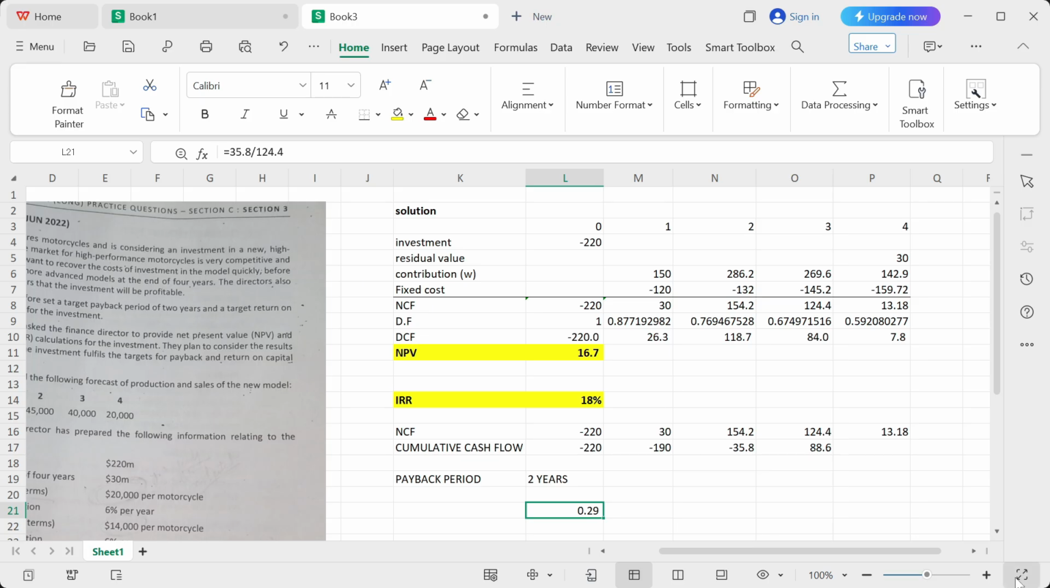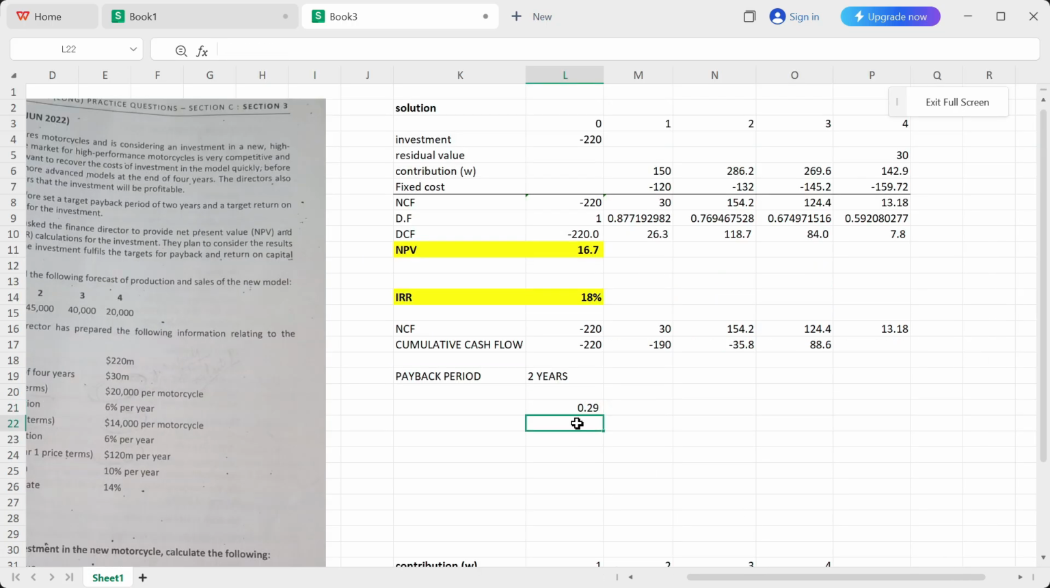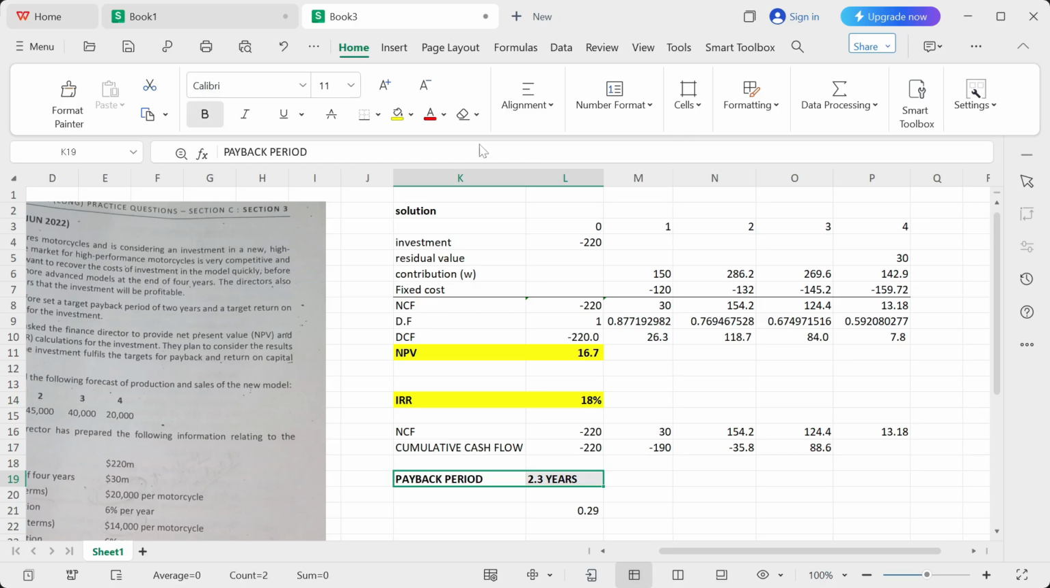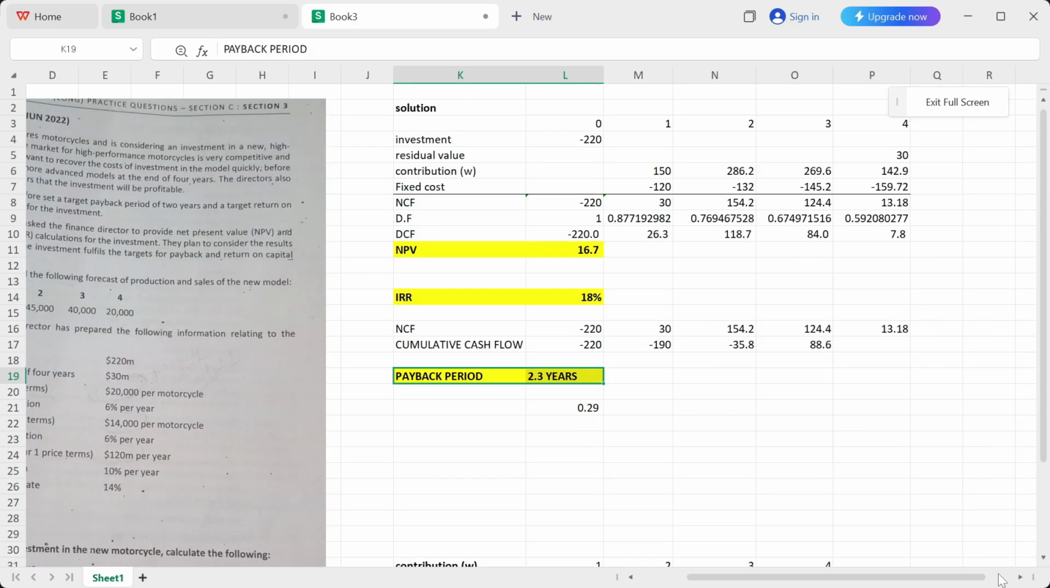So after rounding off, it's 0.3 years, because 2 years plus 0.3 is going to be 2.3 years. That's your payback period. And with that, we have our answer to the third requirement of the question, which was to calculate the payback period. So the payback period is 2.3 years.